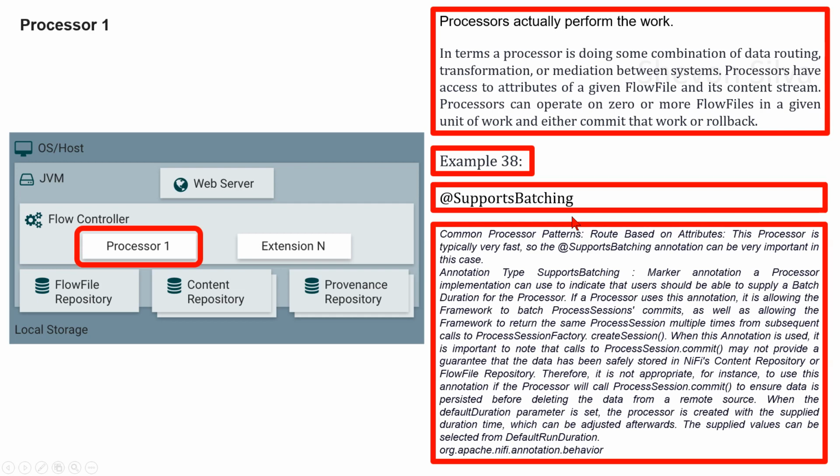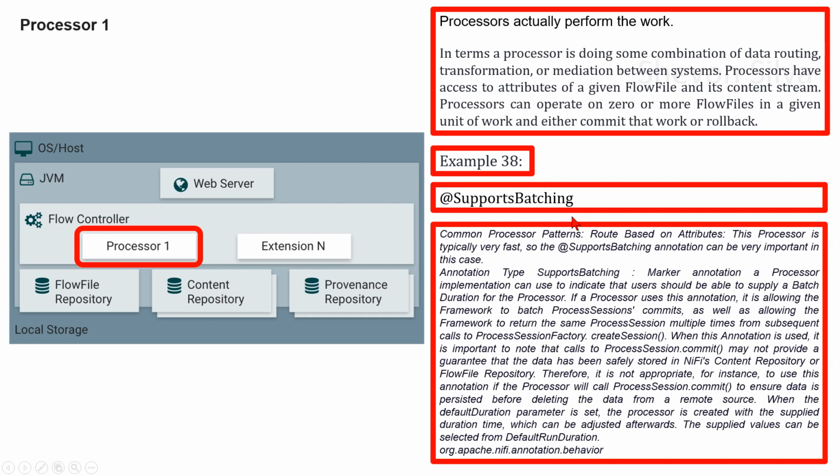If a processor uses this annotation, it is allowing the framework to batch process session commits, as well as allowing the framework to return the same process session multiple times from subsequent calls to processSessionFactory.createSession. When this annotation is used, it is important to note that calls to ProcessSession.commit may not provide a guarantee that the data has been safely stored in NiFi's content repository or FlowFile repository. Therefore, it is not appropriate, for instance, to use this annotation if the processor will call ProcessSession.commit to ensure data is persisted before deleting the data from the remote source.